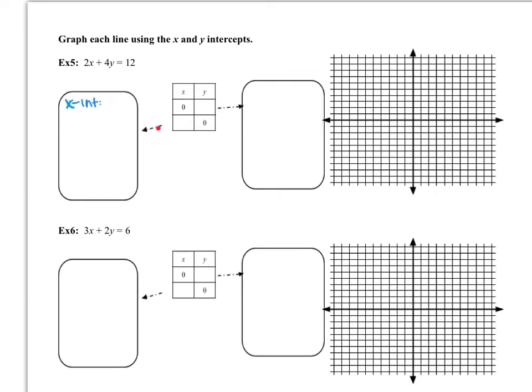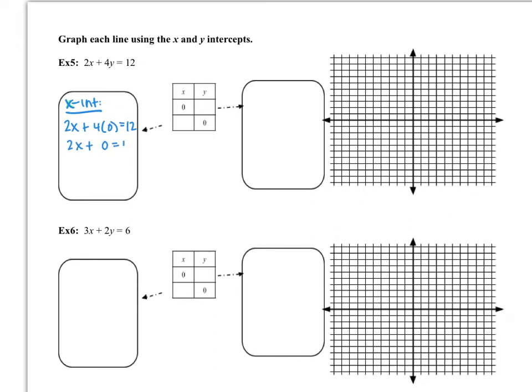And I'm just following my arrows here. So this arrow is coming from the row where y equals 0. I know if y equals 0, I'm finding my x-intercept. So I'm going to take my equation, 2x plus 4y, but when I get to y, I'm going to replace it with 0. Then I'm going to do that math.